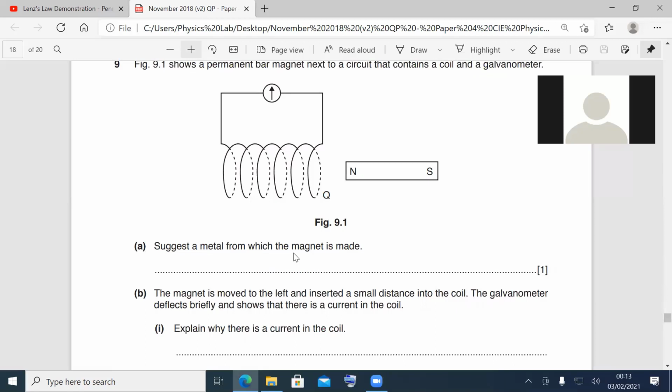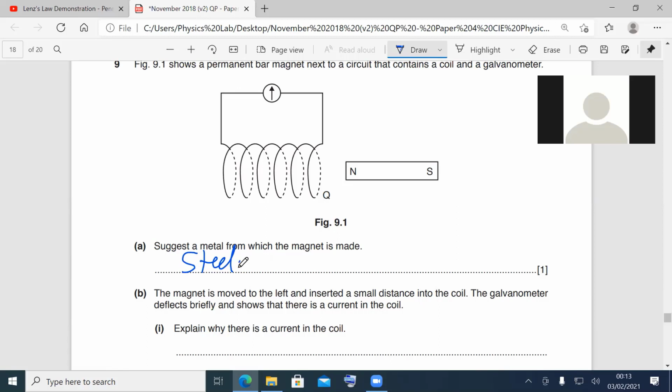Okay, yes, so what can you say about that? Suggest a metal from which the magnet is made. Read the question there. Very good, that is one. Any other? Right. Suggest a material from which the magnet is made. We can think of steel. In other words, think of any material which brings about permanent magnetism. Iron. Cobalt.